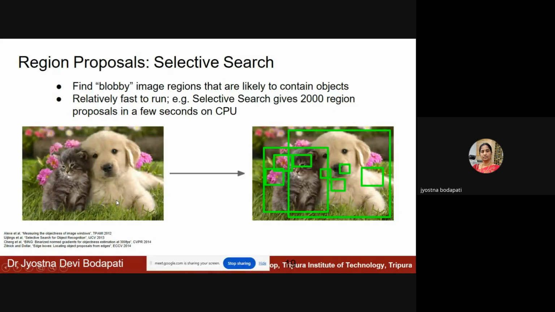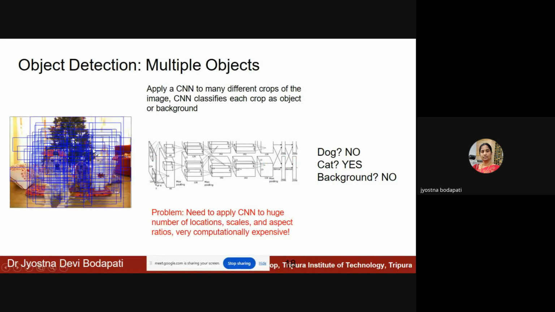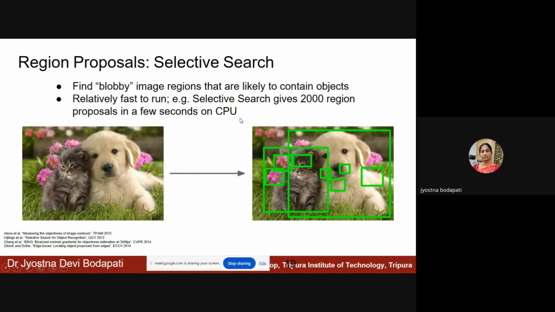So what we do in this approach is, rather than applying the CNN on every window of the image, we try to get the blobby image regions. Not every region we get. So what are these blobby image regions? The regions which have the possibility that there is an object. That kind of block, we call blobby image regions. And the algorithm which gets this kind of region proposals is known as the region proposal algorithm, or you can call it the selective search algorithm.